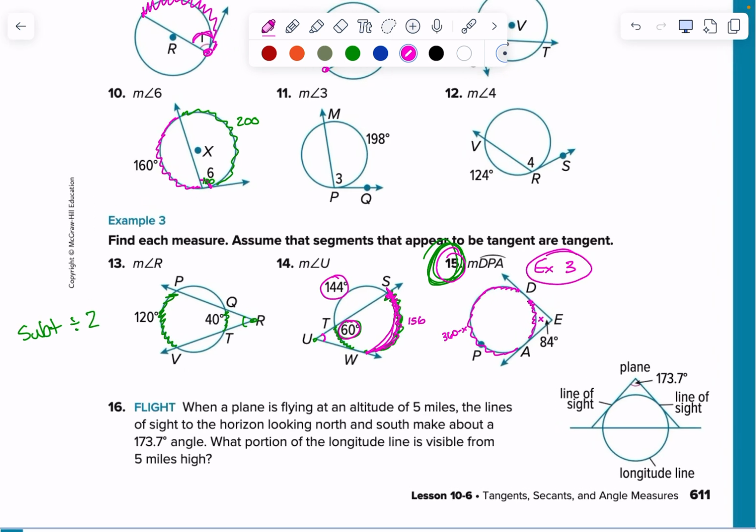So you're either adding and dividing by 2, subtracting and dividing by 2, or you're just dividing by 2. Got it? Depending on where it intersects: inside the circle, outside the circle, on the edge of the circle. Got it?